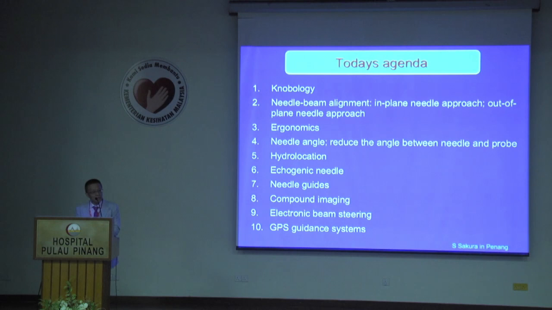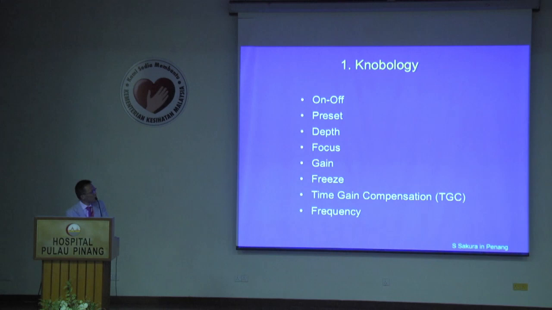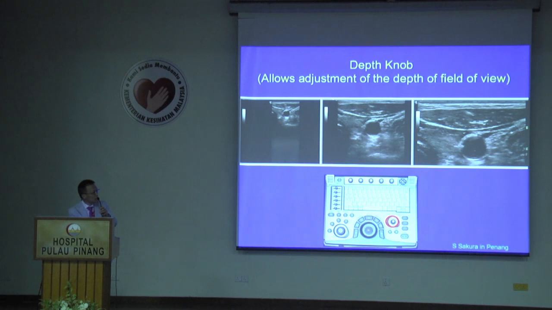First, you must know knobology, or how to optimize imaging. The first key you need to touch is the depth knob, because each block is different in depth, and optimal depth setting is very important because you need to identify the nerve and other important tissues, and you also have to see the needle approach very clearly.